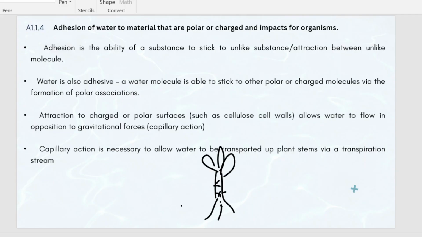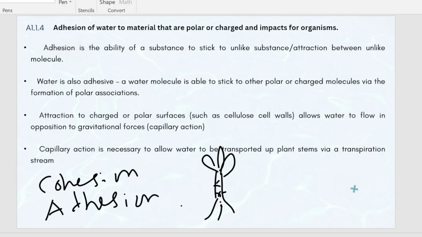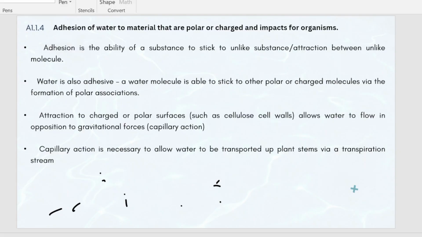So both the force of cohesion and the adhesion play a role in the movement of water from the roots to the leaves. Cohesion allows water to stick together, and adhesion allows water to stick to other particles. So in plants, for instance, one of the applications of cohesion is the movement of water from the root to the leaf.